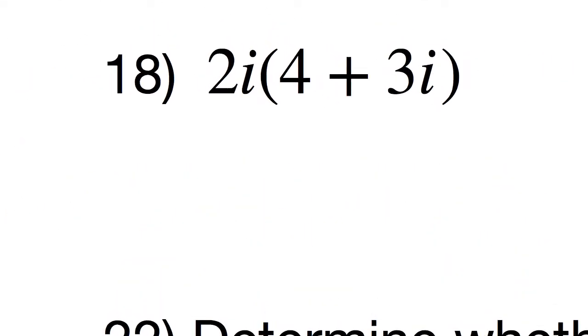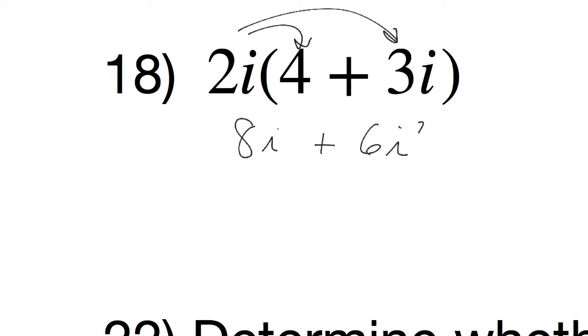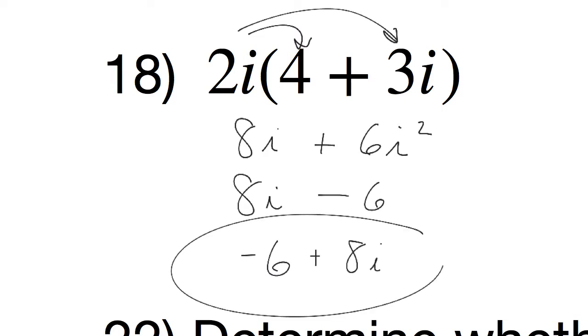Here we're going to distribute. That also works with i's. Distribute, you get 8i plus 6i squared, and that becomes 8i minus 6, because i squared is negative 1. So rewriting this in a more familiar format, we get negative 6 plus 8i. And that is the answer.